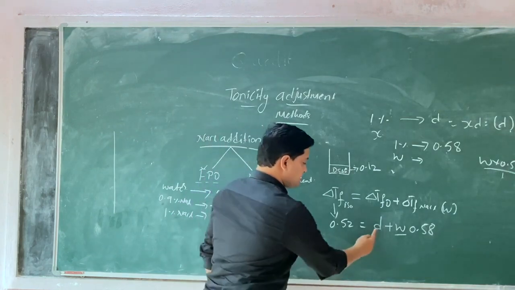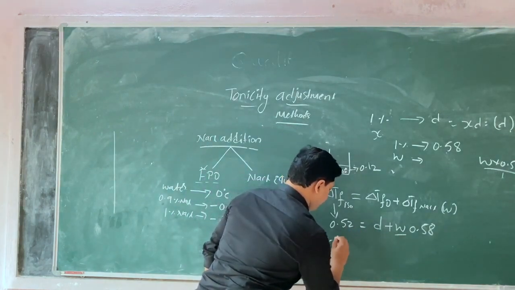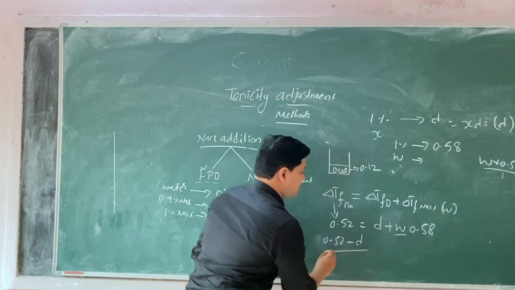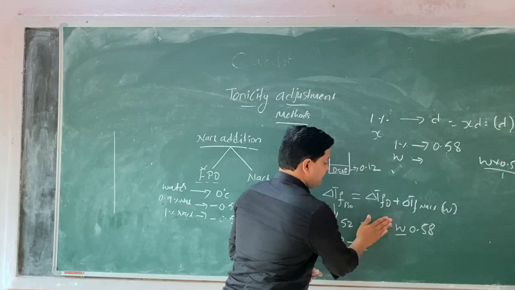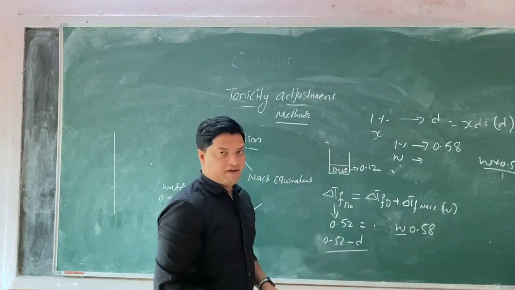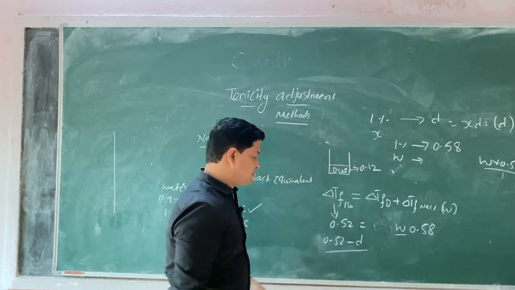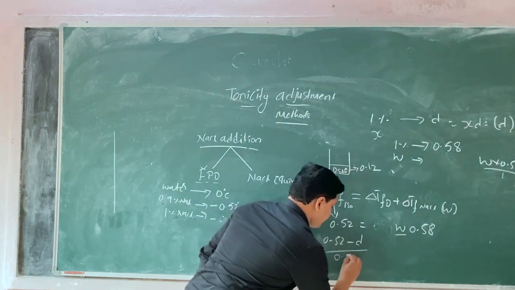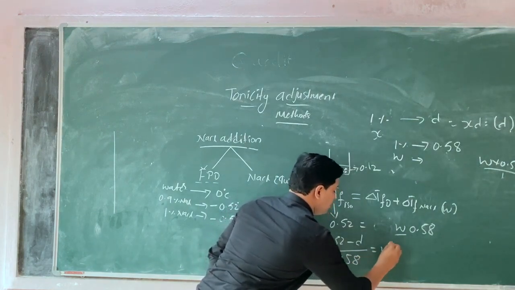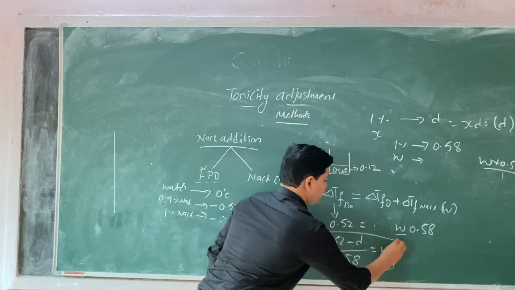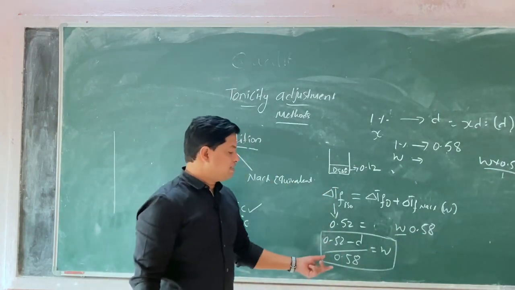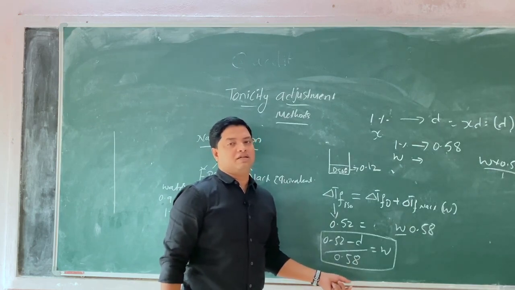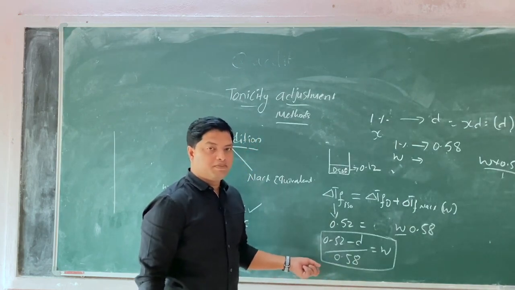Rearrange the equation, send this d here, you will get 0.52 minus d divided by, after sending the d here, you will remain with the plain W into 0.58. Send this 0.58 to this side, you will get 0.58 here is equal to W. This is the equation. So what we just did is we created the equation for the freeze point depression.